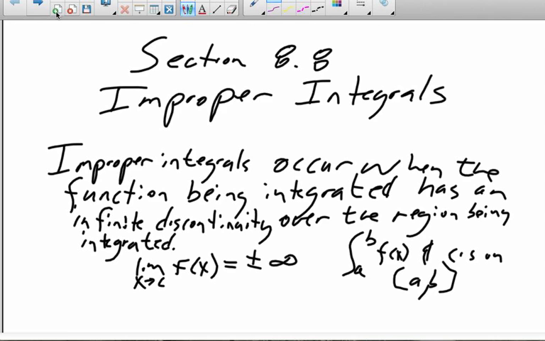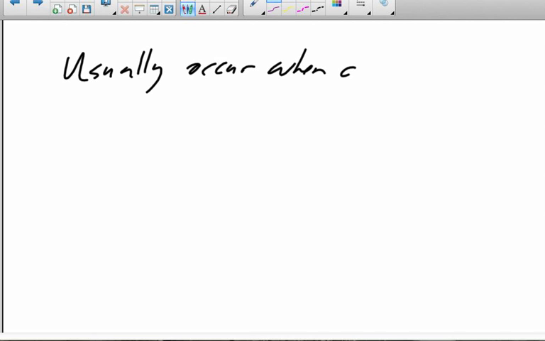Now, these sort of things usually occur when the denominator equals 0. There are a few other cases we're going to talk about here in just a bit. But this is the most common case that happens. All right. So let's take a look at an example.